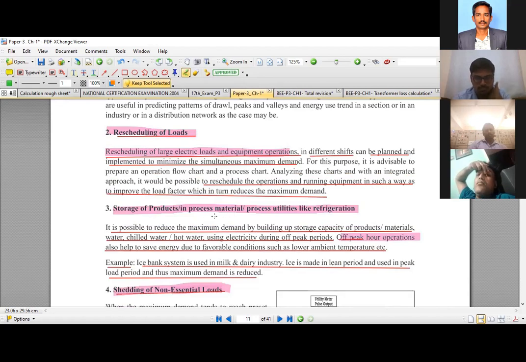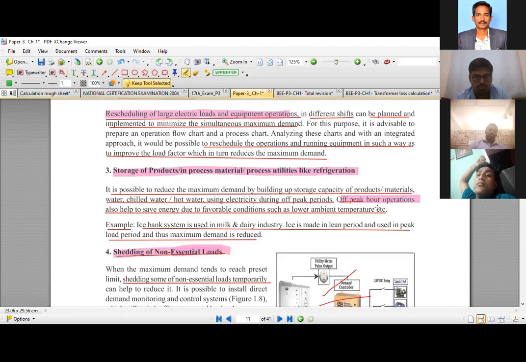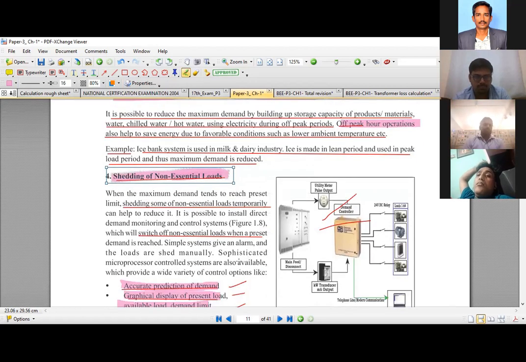Storage is a process where you process material. Many more are available. Food industries are using this every day. Then setting non-essential loads, you have to switch off and use again. It's one meter available. It's a direct demand metering control system.